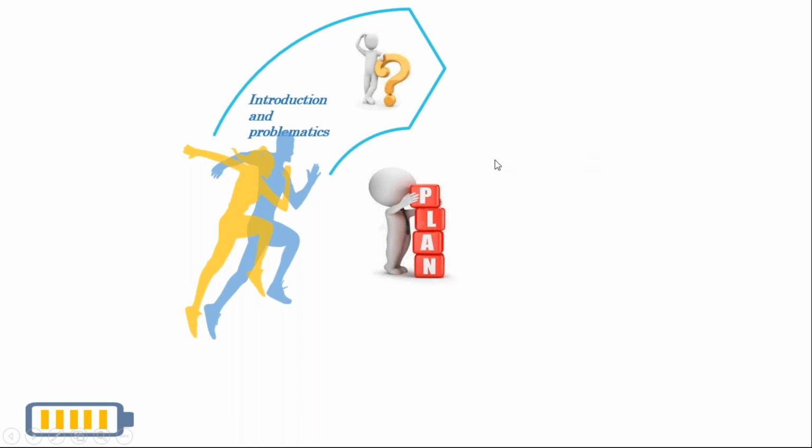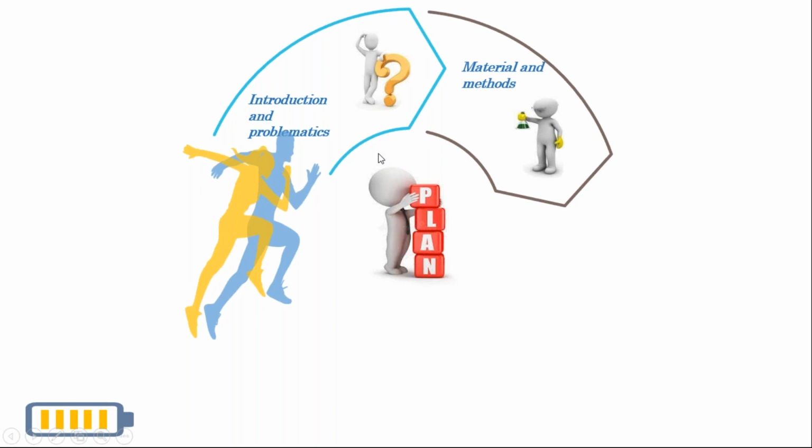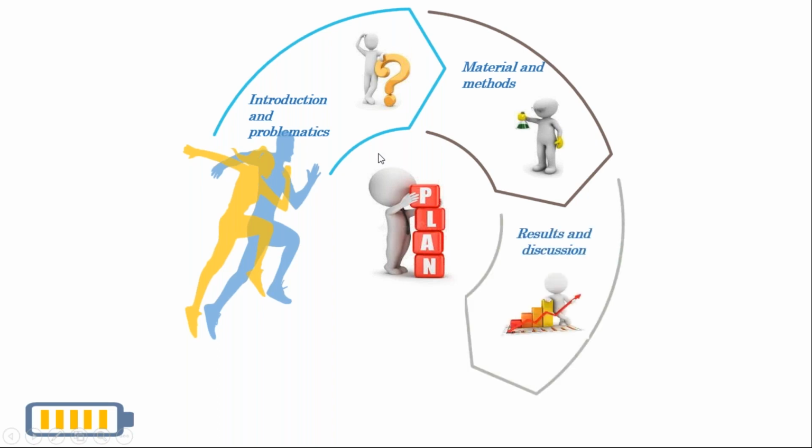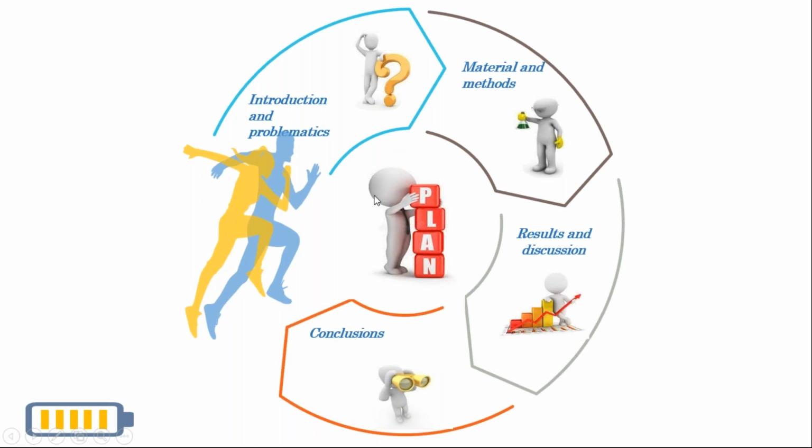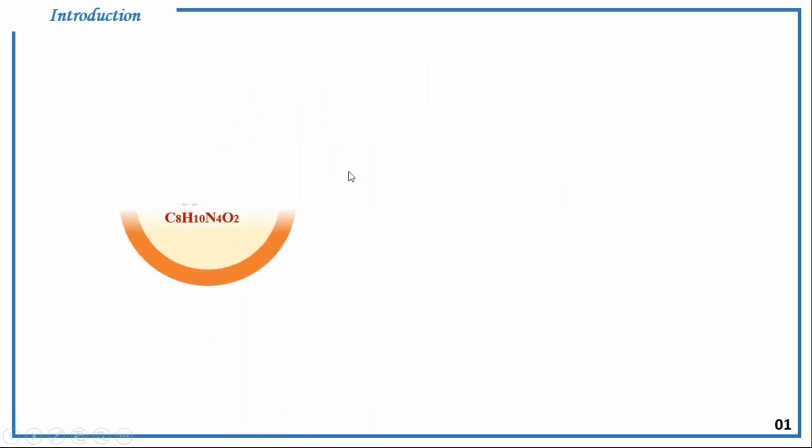The plan of this communication has 4 sections. The first section is the introduction and problematics. Then we have material and methods. After that, we have results and discussion. And finally, we have the conclusions. About the introduction, we will clarify the principal parameters of this study.